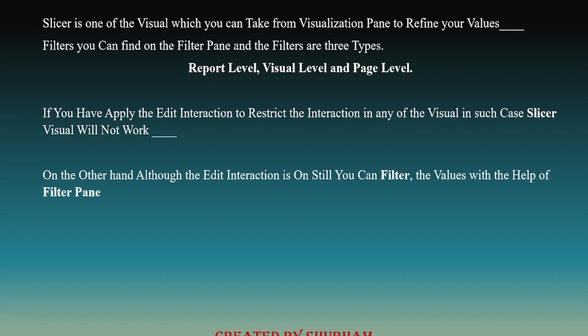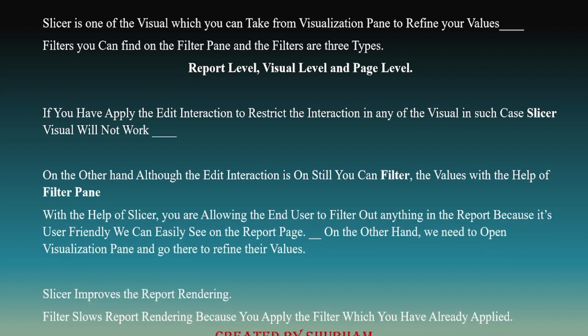And now let's talk about some more points. With the help of a slicer guys, you are allowing the end user to filter anything in the report because it's user friendly and we can easily see it on the report page. On the other hand guys, we need to open the filter pane and go there to refine the values. And last but not the least, slicer improves the report rendering and filter slows report rendering because you apply the filter which you have already applied. So these are the important points guys which you can easily elaborate in front of the interviewer if they ask the difference of slicers versus filters.